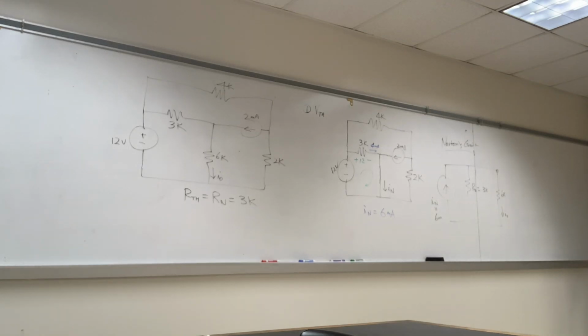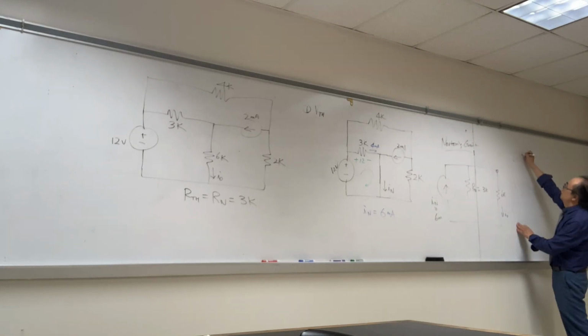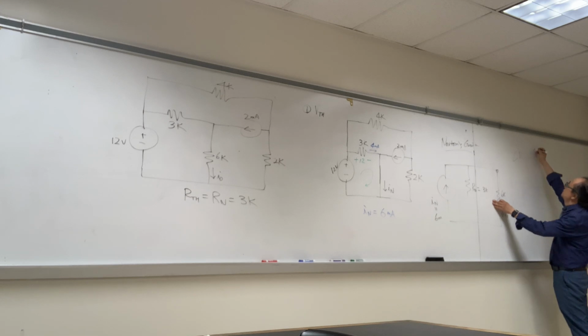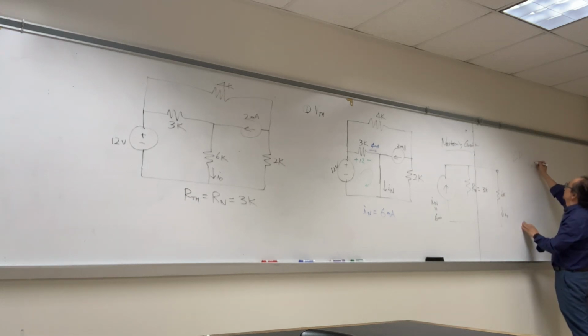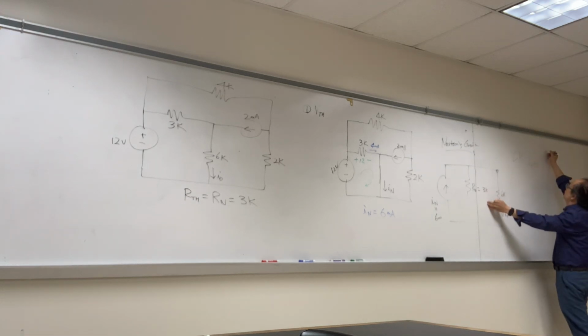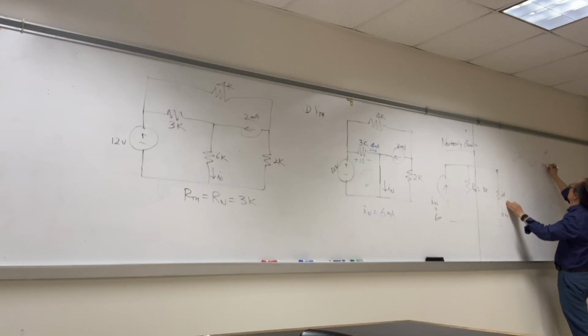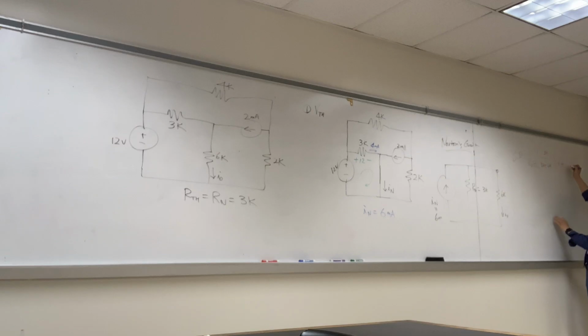Now we can use current division in here. Current division: the opposite, so I sub 0 equals the opposite 3K over 3K plus 6K times 6 milli. So that is 3 over 9 times 6 milli.